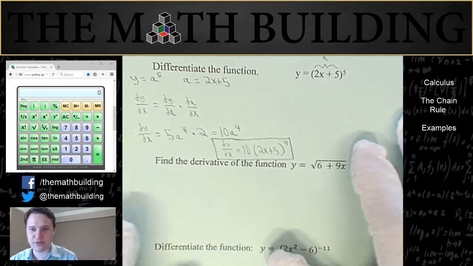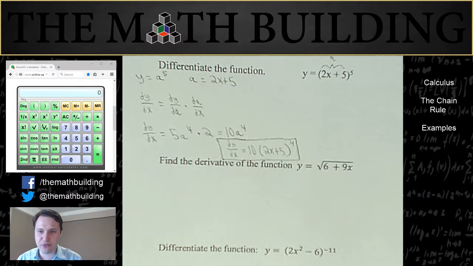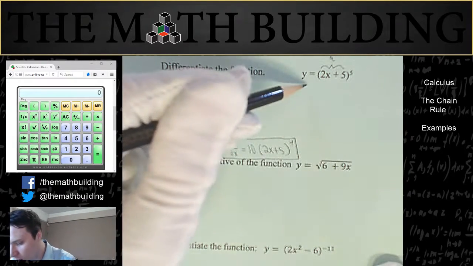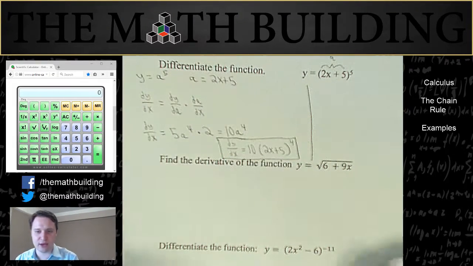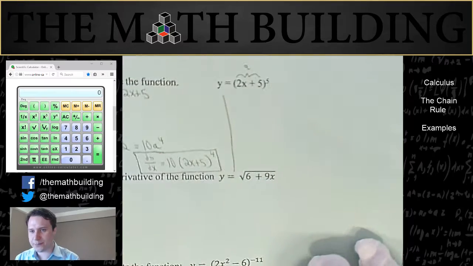So I hope you can see that that's really nice. We didn't have to do too much work on that. We found the derivative pretty easily by just taking the derivative with respect to a and then the derivative of a with respect to x. I don't always prefer to do it this related rates way. If you like it that way, then definitely do it that way. But here's another way to do it.